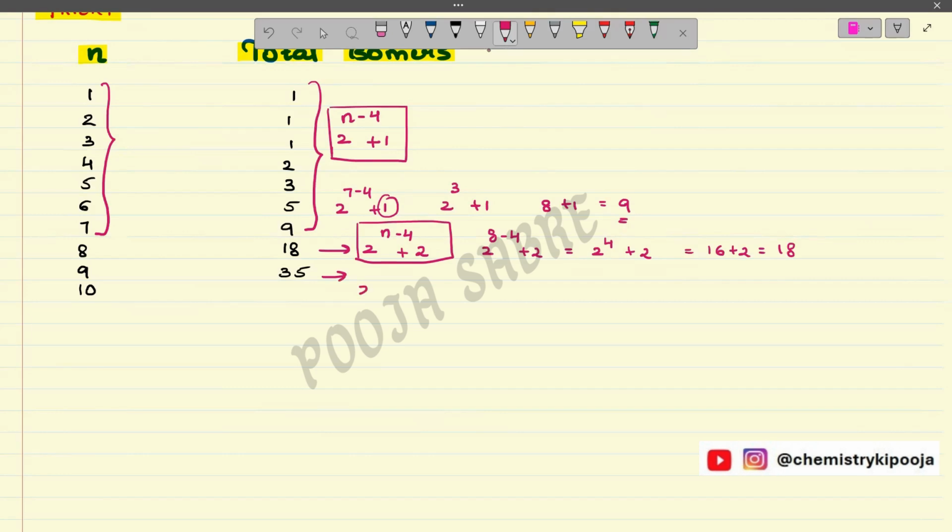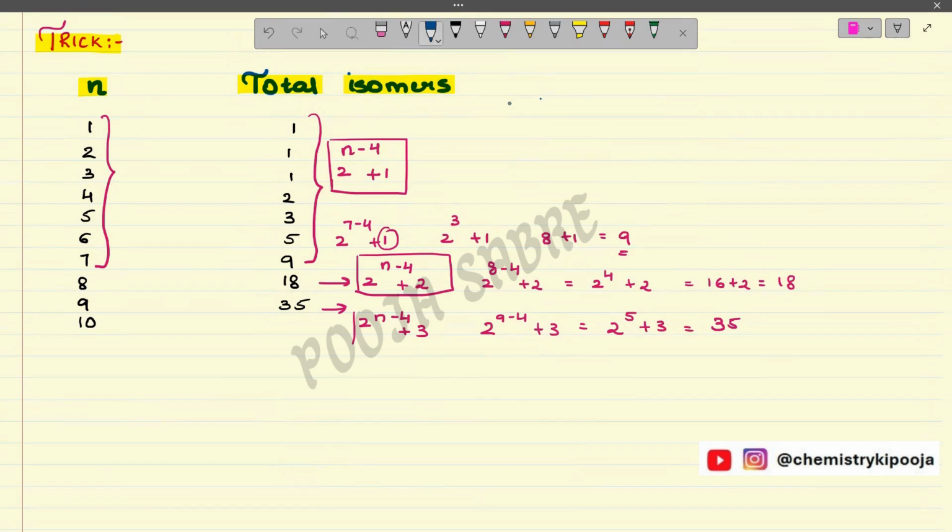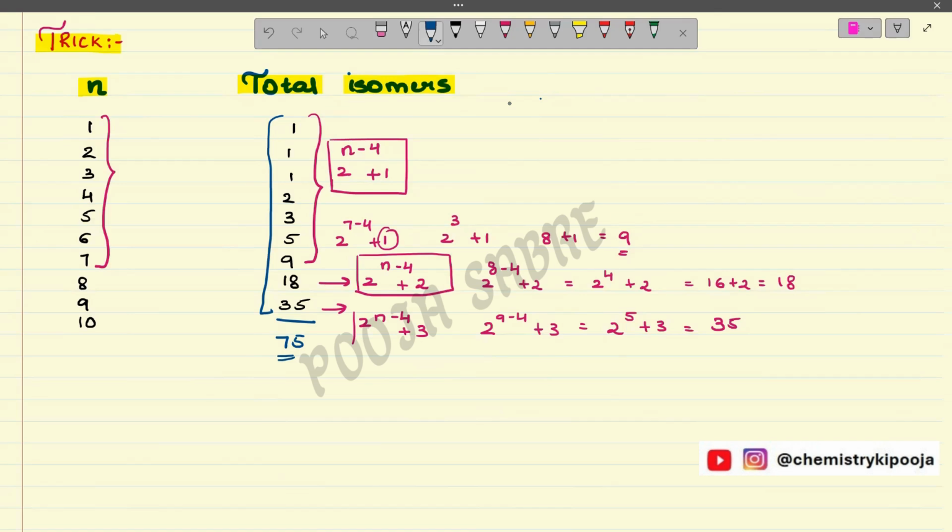Clear? Similarly, for nonane, it is 2 raised to n minus 4 plus 3. In this case, again the same way, 9 minus 4 plus 3, this will give me 2 raised to 5 plus 3, and then the final answer is 35. Clear? So likewise, we can simply derive the formula to find the total isomers of alkanes. Now, coming to the last one, the number of carbons, what you can do is simply add up all the above numbers, that is 1 plus 1 plus 1 plus 2 plus 3 plus 5, 9, 18, 35. If you sum up all the numbers, I get the answer as 75. Clear? So this is how you find it for decane.